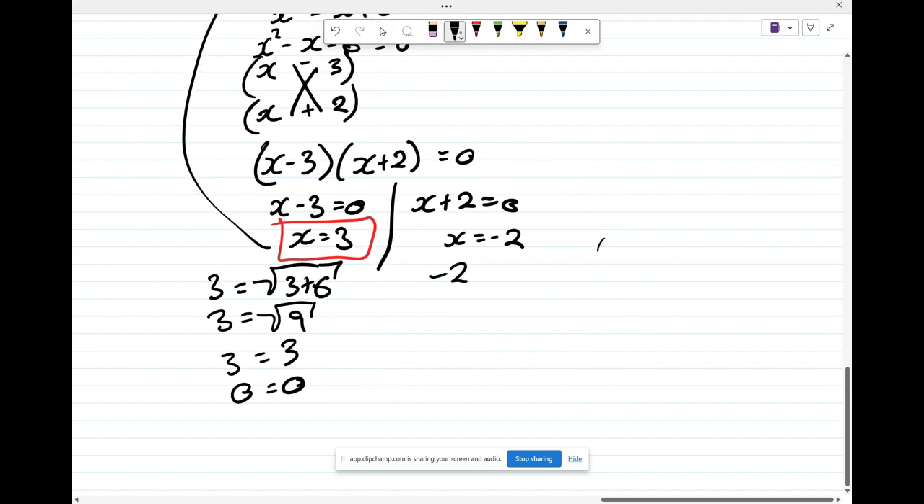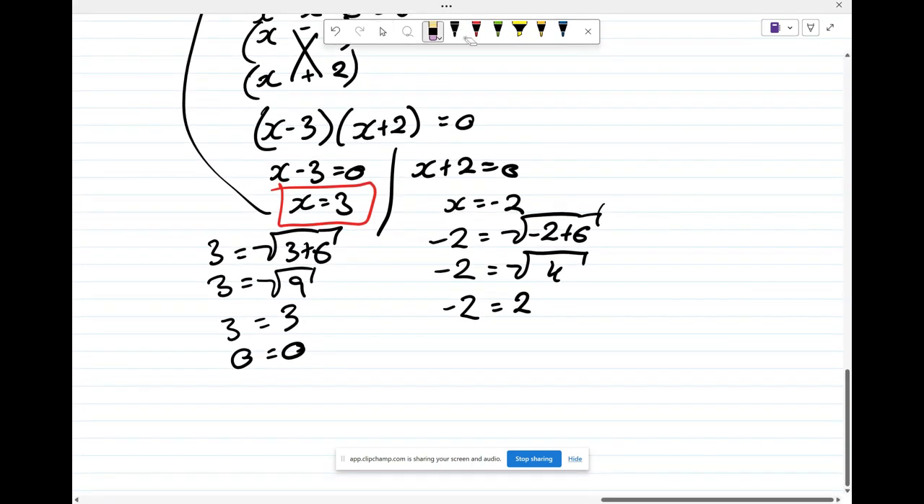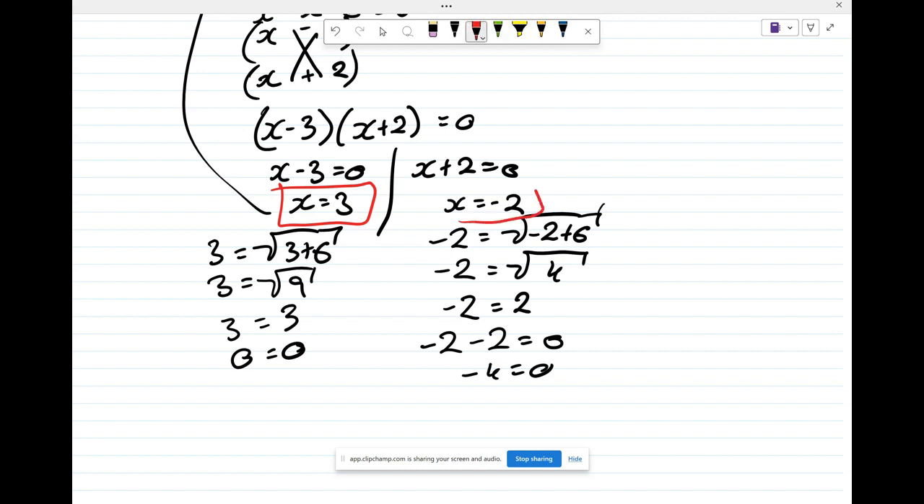If we sub in this one, we get minus 2 is equal to root of minus 2 plus 6, and we get minus 2 is equal to root 4, minus 2 is equal to 2, which doesn't work, because if we minus 2 from both sides, then we get minus 4 is equal to 0, which isn't right. So basically, that means that x equals minus 2 is not a valid solution. And what messes this up is the square root sign, because square root signs and minus signs don't really get along very well.